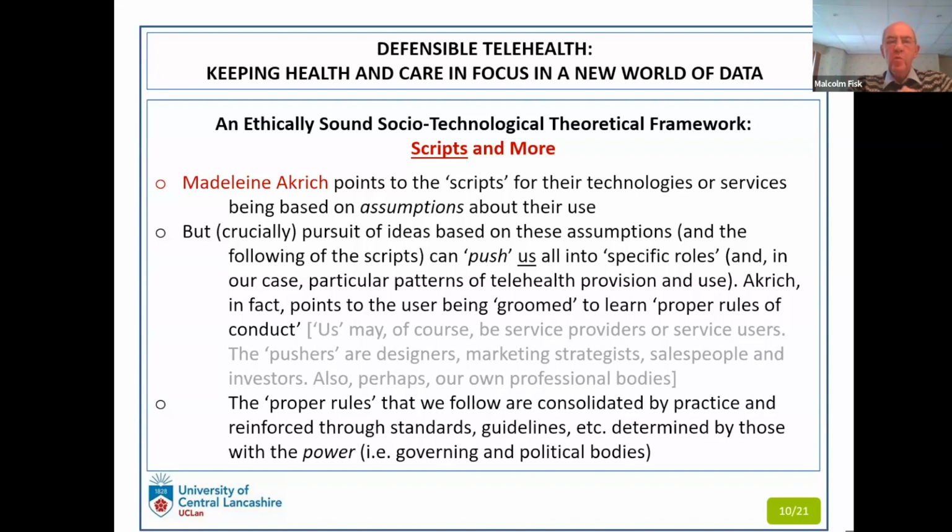Anyway, those proper rules that we have to follow are consolidated by practice. They have been over decades, and they can be reinforced by standards and guidelines and those who have the power. In other words, obviously governing and political bodies, as well as the standards makers.